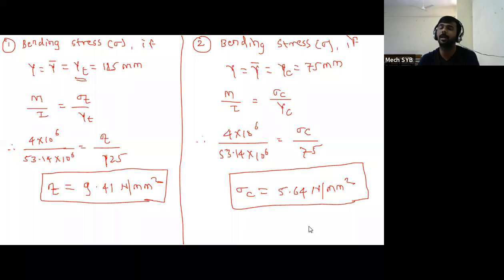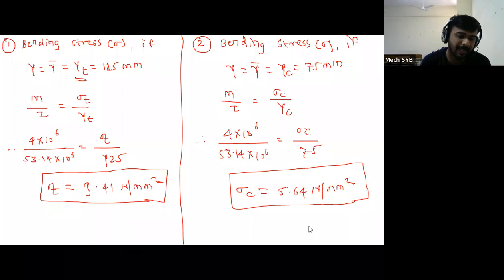So sagging is applicable for simply supported and hogging is applicable for the cantilever. Understood today's three problems? Are you able to calculate the further things without any wrong calculation? Okay, so those who are attending online, all of you have understood today's three problems.